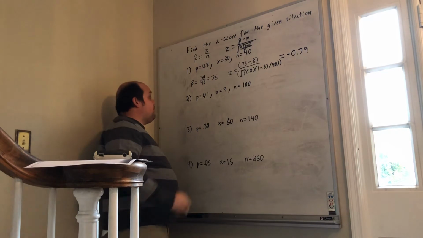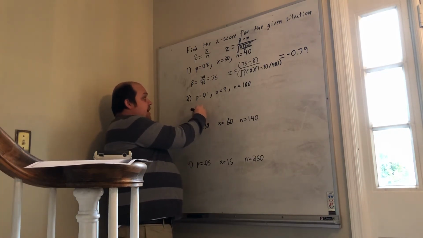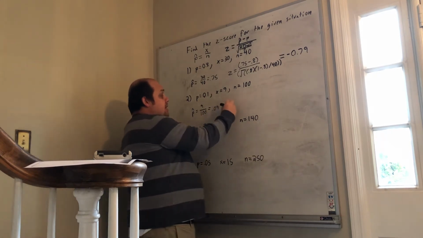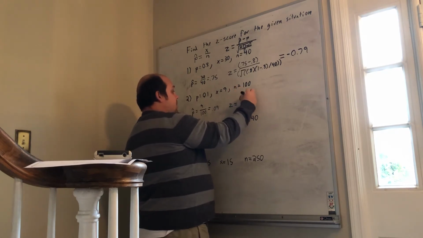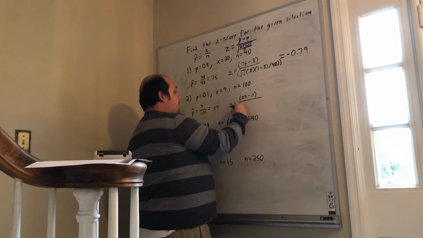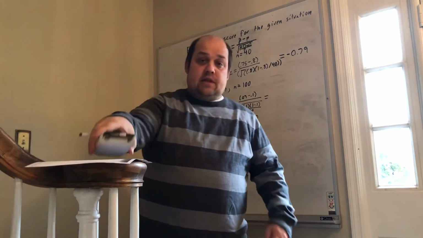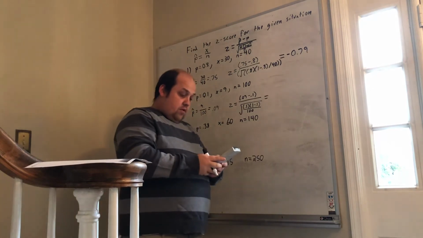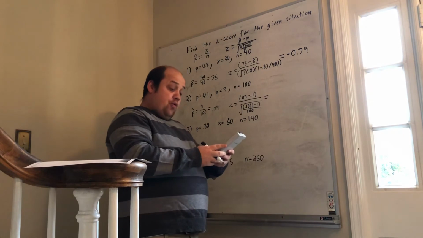When I go to do problem number 2, again, I start by solving for p hat. That's x, 9, over n, 100. That gives me 0.09. I can then set up my z-score formula equals 0.09 minus 0.1 divided by the root of 0.1 times 1 minus 0.1 over 100. Again, I'm going to put this into my calculator, being very careful with where the parentheses go. Also being careful with place value, it's 0.09, not 0.9.